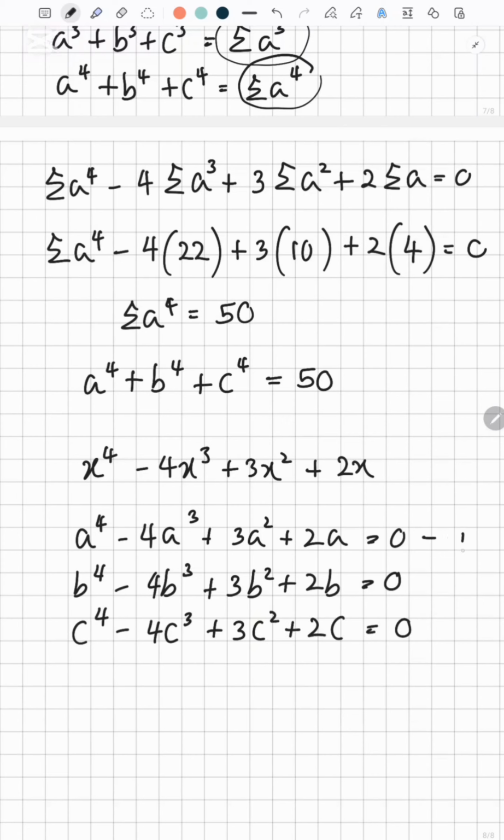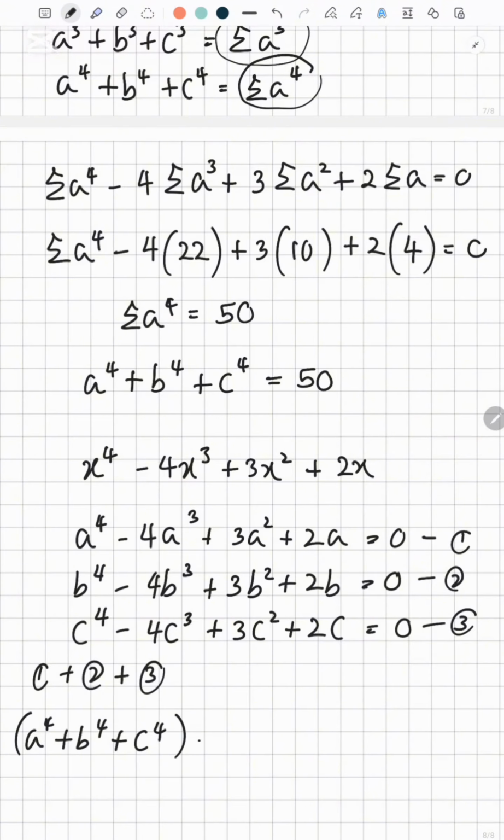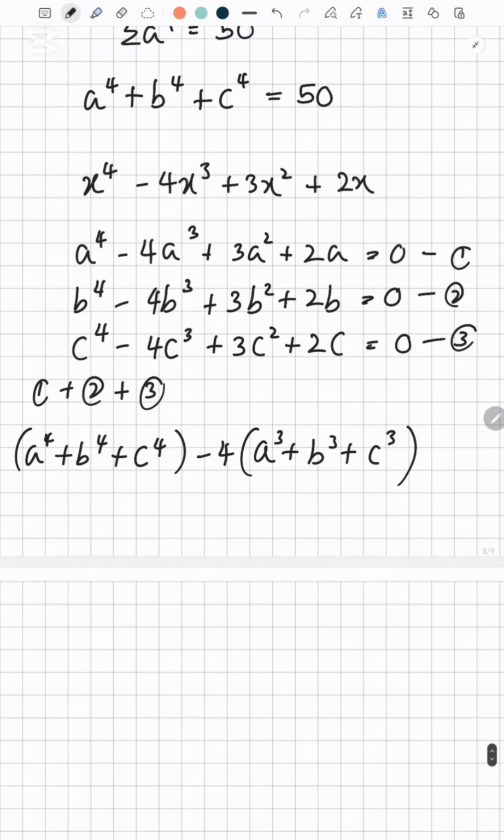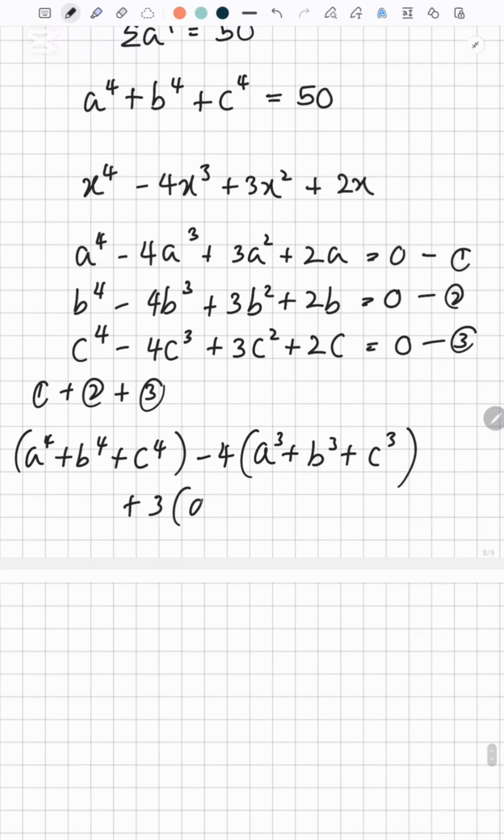And now what you can do is, this is your first equation, second equation, third equation. You can add them together. Add all 3 equations together. And then you get a to the power 4 plus b to the power 4 plus c to the power 4 minus 4 into a to the power 3 plus b to the power 3 plus c to the power 3 plus 3 into a to the power 2 plus b to the power 2 plus c to the power 2 plus 2 into a plus b plus c equals 0. Okay? You can do that.